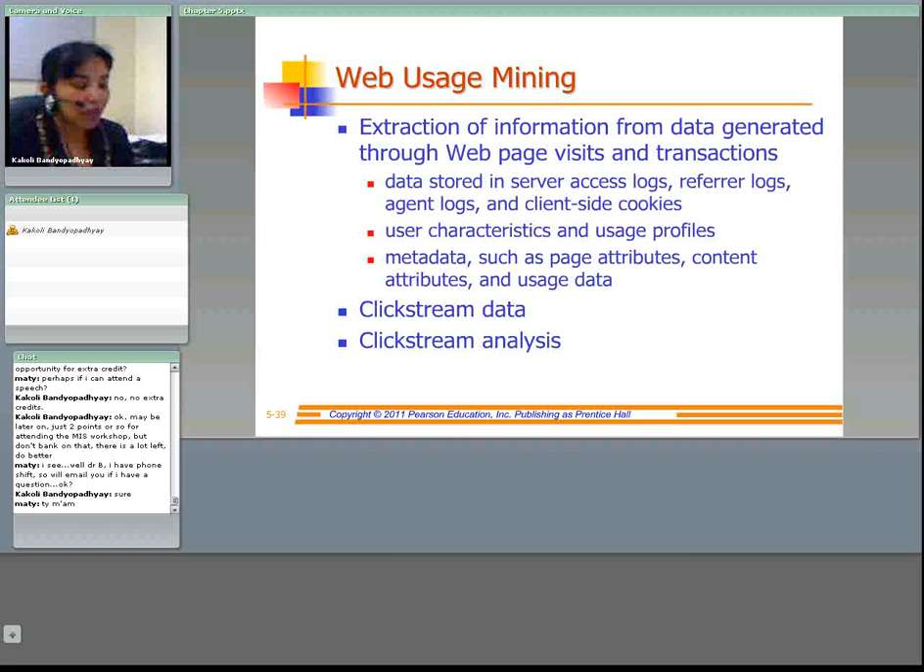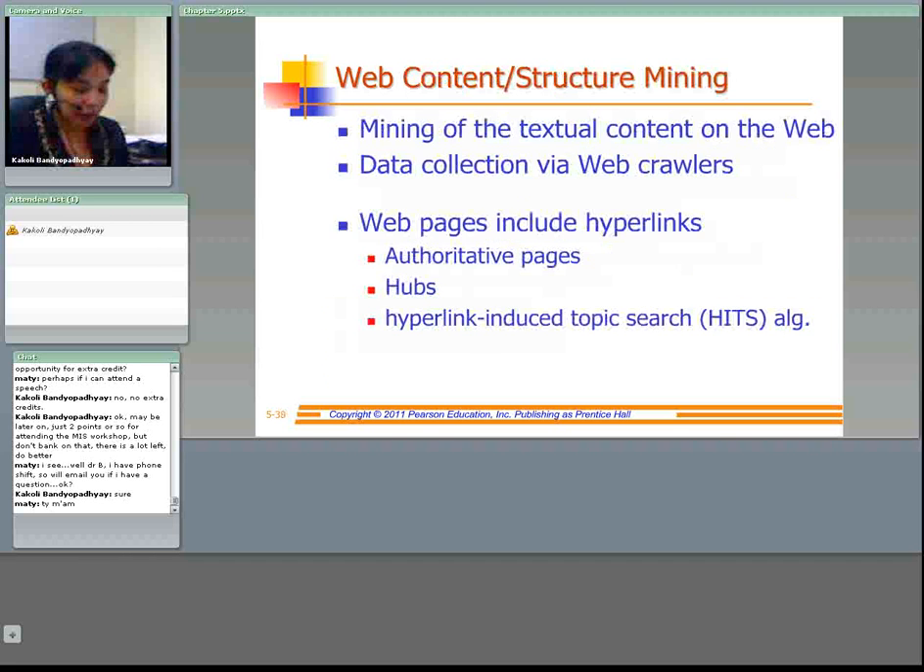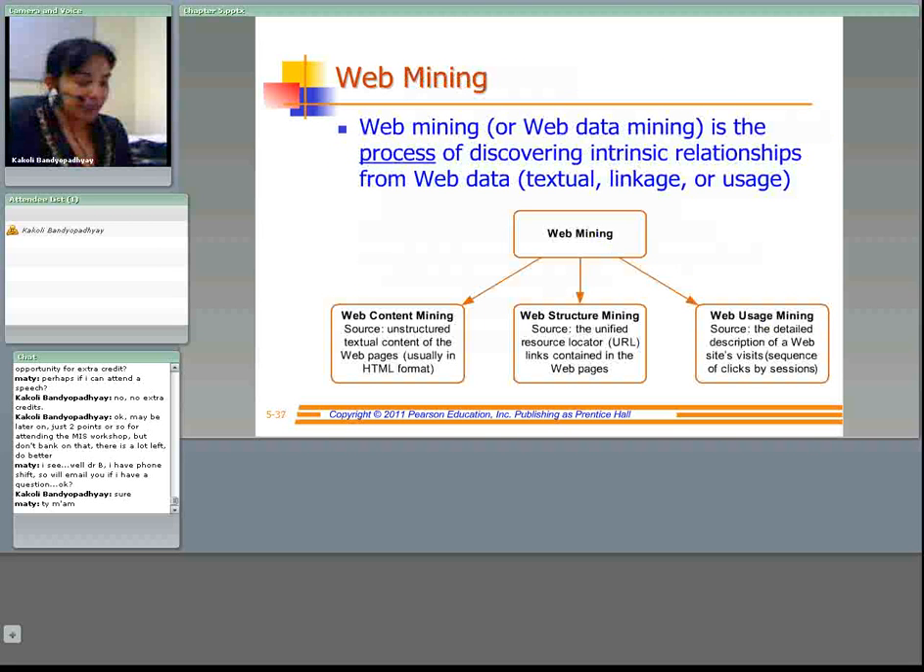So clickstream analysis helps us in a lot of different ways, because it tells us when the customers visit, how long they stay, in which time of the day they visit, at which page they leave, which page is most popular, and so on. Clickstream analysis helps us understand user behavior, and it analyzes the data collected by the web server.